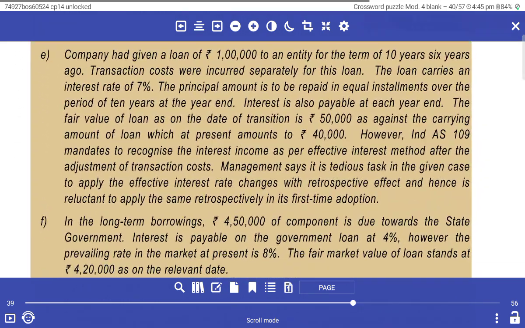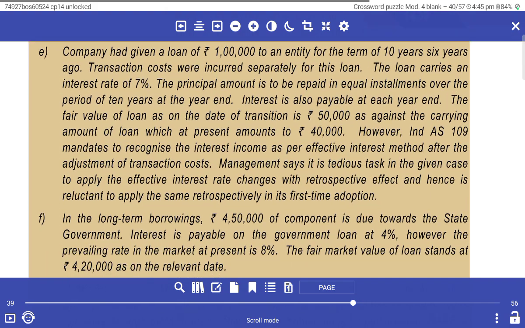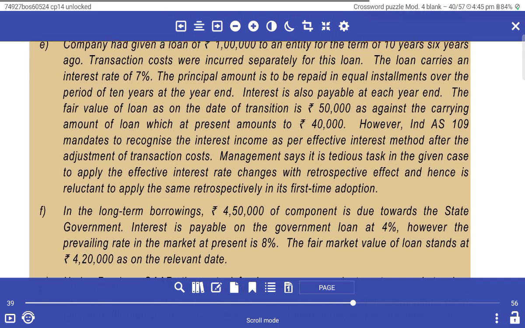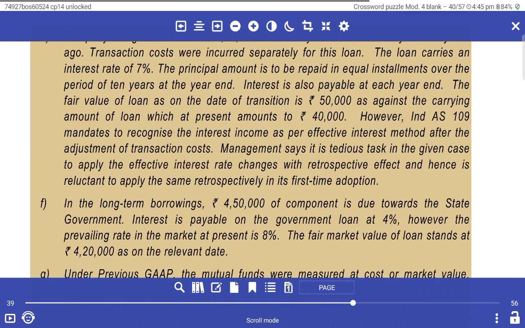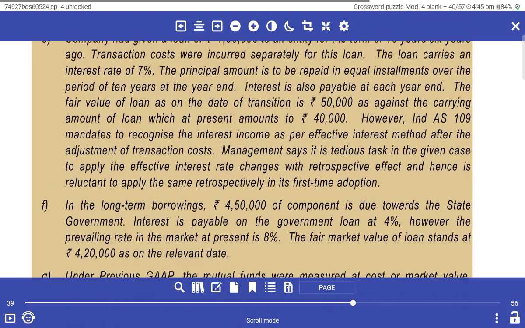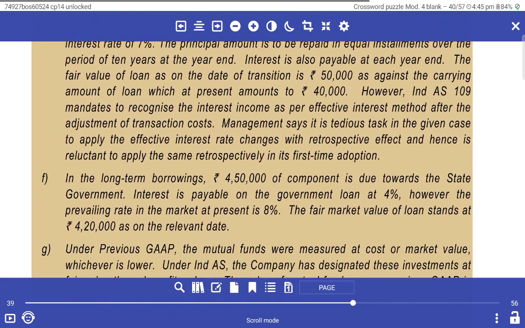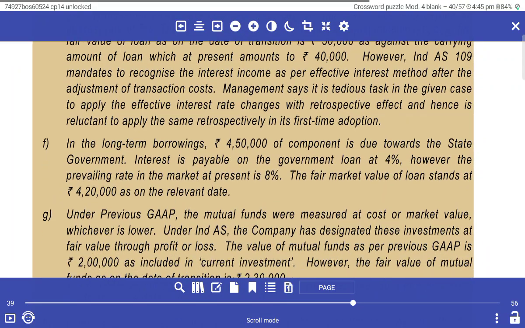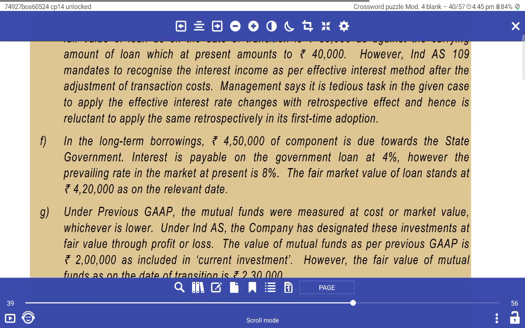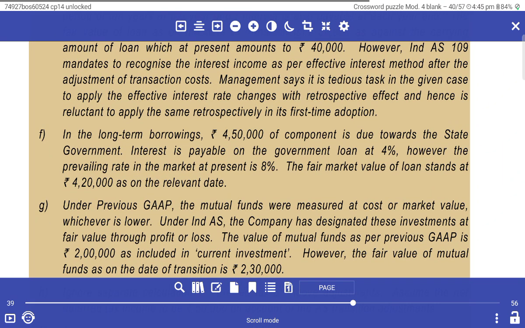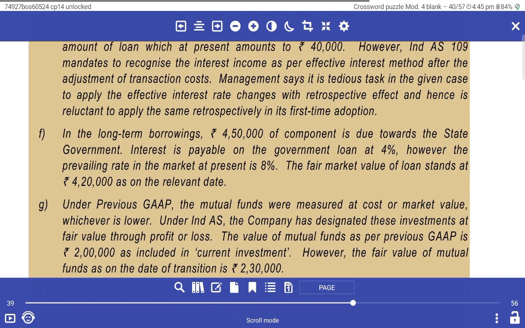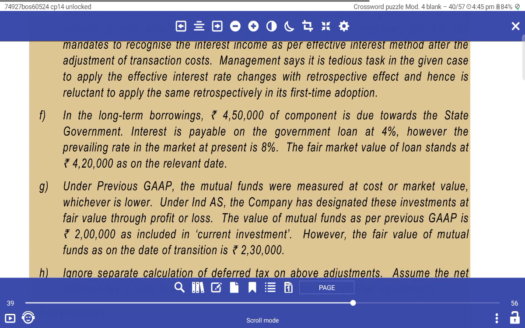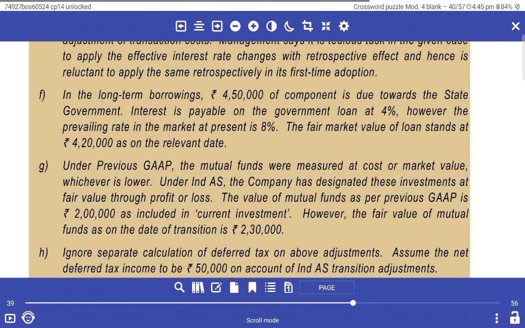The company had given a loan of 1 lakh to an entity for a term of 10 years, and all transaction costs were incurred separately for the loan. This loan carries a rate of 7%, the principal amount to be paid in equal installments over the period of 10 years, and the interest is payable every year. The fair value of the loan on the date of transition is 50,000, and the present amount of the loan is 40,000. However, Ind AS 109 mandates the recognition of interest income as per the effective interest method after the adjustment of transaction cost. Management says that it has to apply the effective interest rate retrospectively, hence it is going to apply the same retrospectively from the first event.